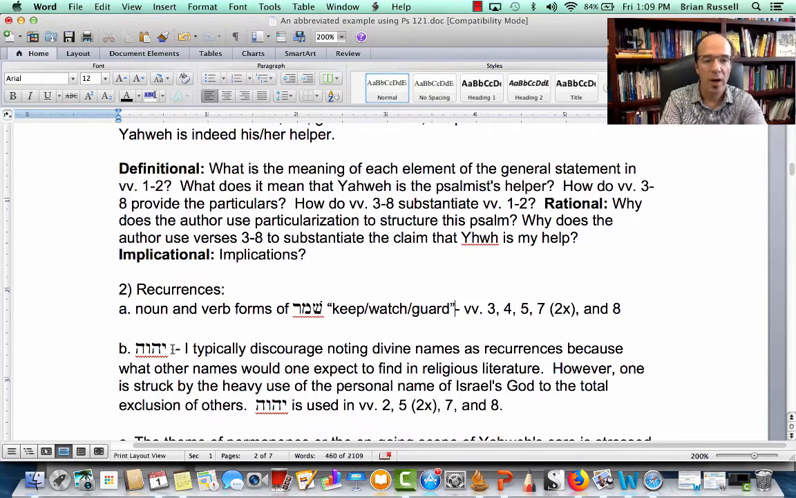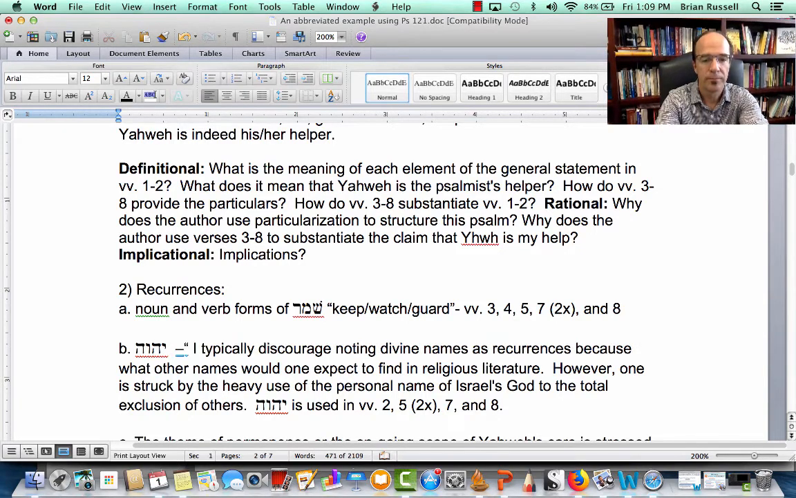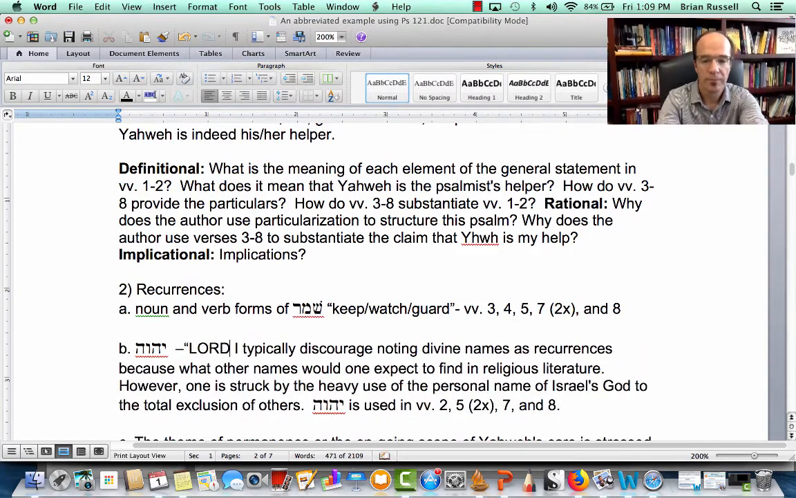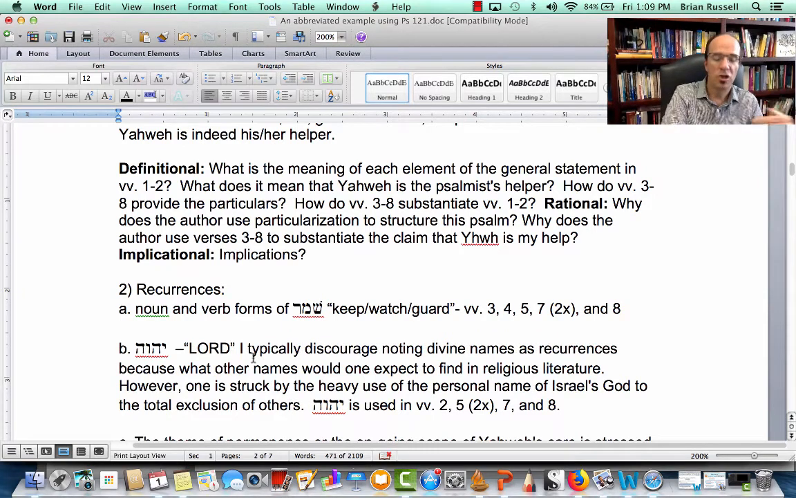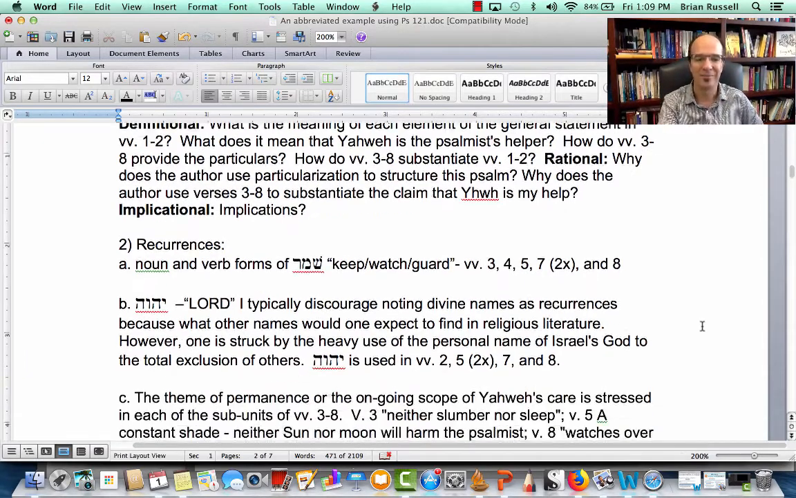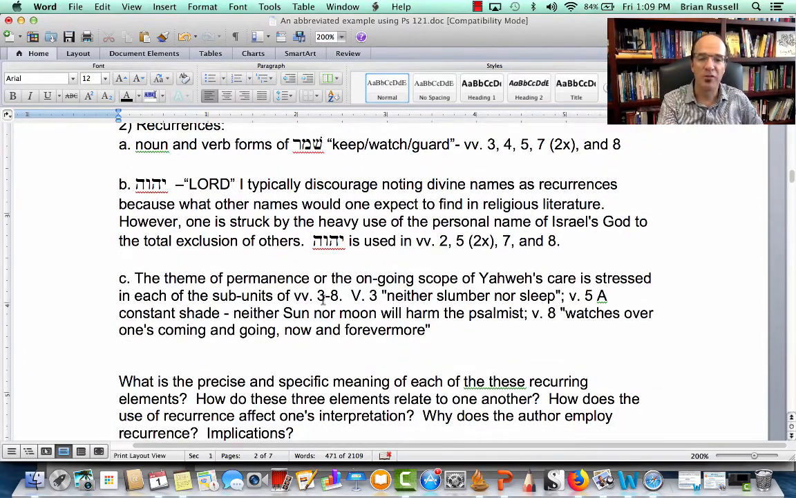Also, the word Yahweh, which is translated in English as Lord, shows up repeatedly in Psalm 121. Now, you have to be careful here. Typically, I discourage people from noting the divine names, but we have to be struck by the heavy use of Yahweh in this psalm. It's used throughout the entire psalm over and over again to make it clear who we're talking about here. Then there's also a theme of permanence, or the ongoing scope.